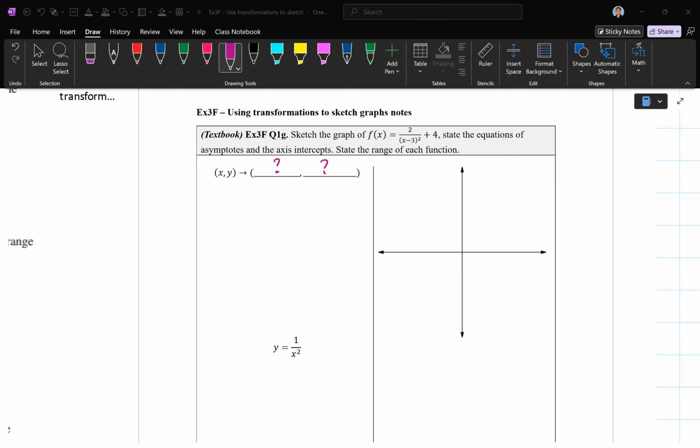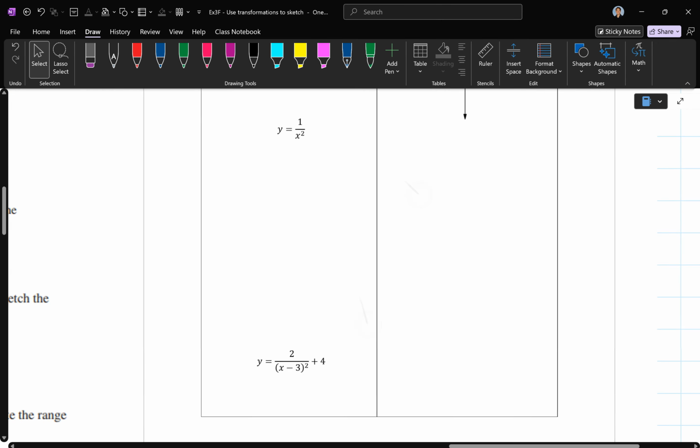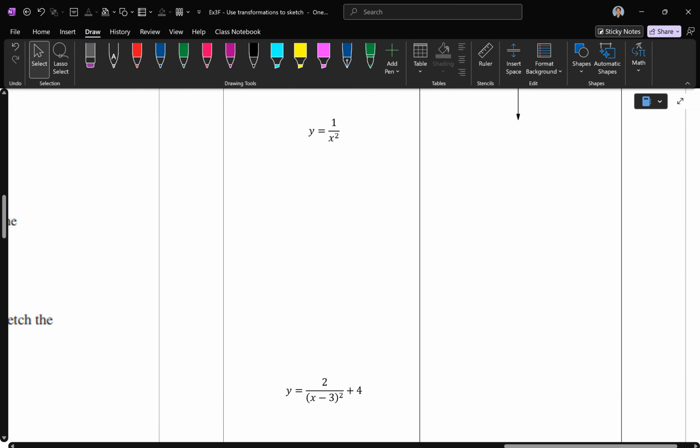So say hypothetically 3D3 you've done, but you're not really strong at it yet. You aren't able to read the transformations directly. Then we work backwards. So here we go. We're going to work backwards. We're going to bring it to the original function.